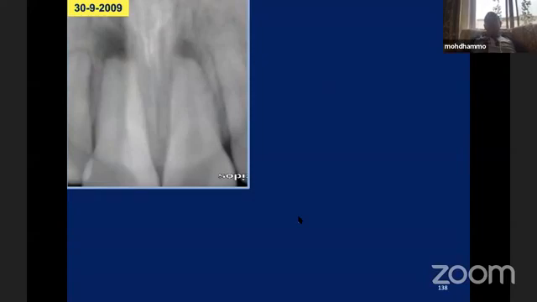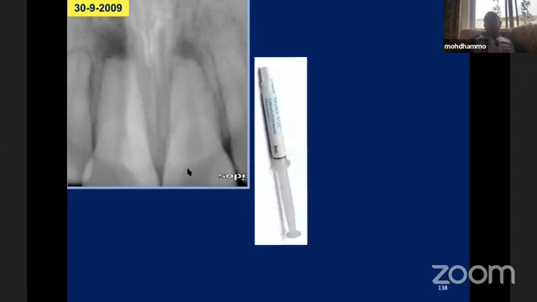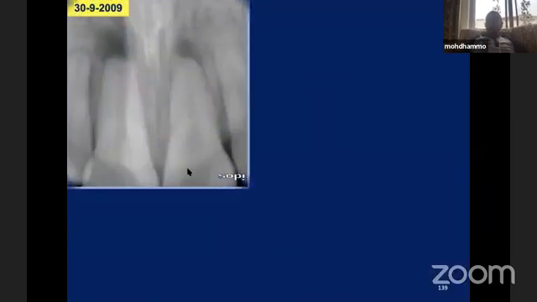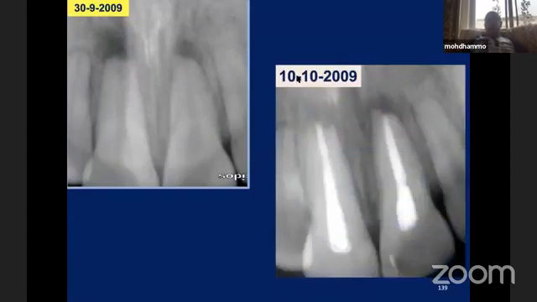So let's see this case here. We have 2 avulsed central incisors. I placed calcium hydroxide inside them. Then after 10 days, I did my root canal treatment here.